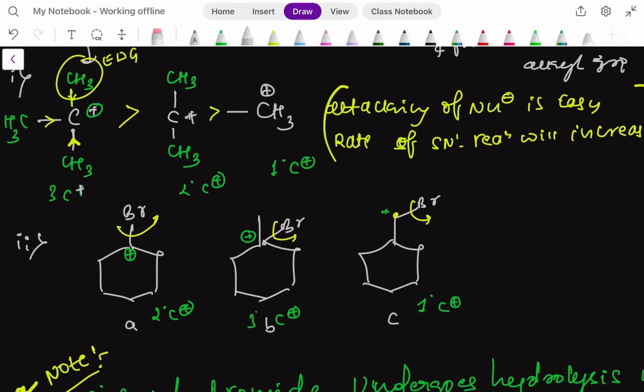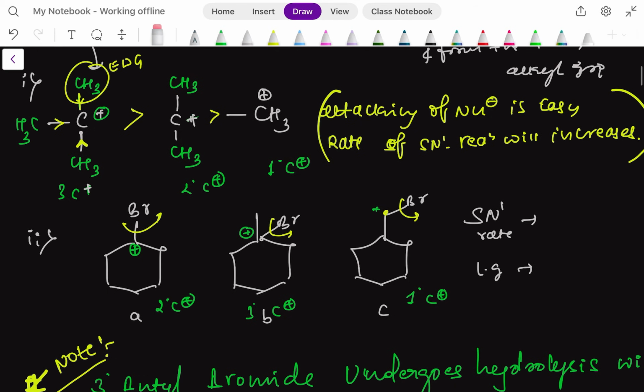Now only I told: the more stable the substrate, the easier the attacking of nucleophile. Then SN1 rate will be more. I can write directly SN1 rate, but you are not understanding me. Just mention good leaving group. Which substrate is better and which is the more stable substrate? We already know that tertiary carbocation is more stable than secondary, than primary.